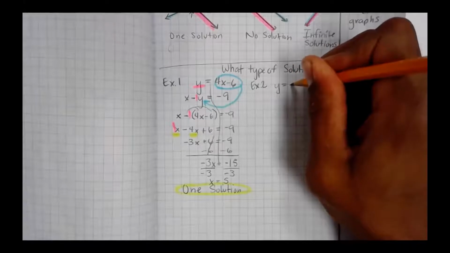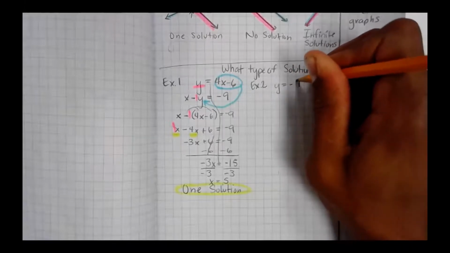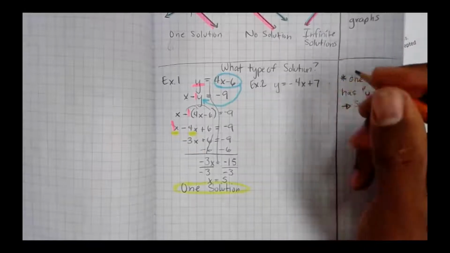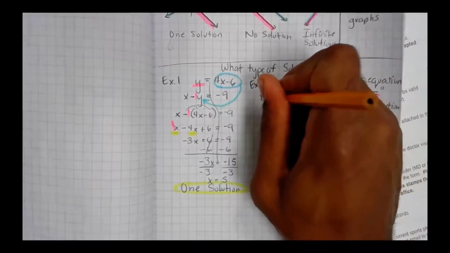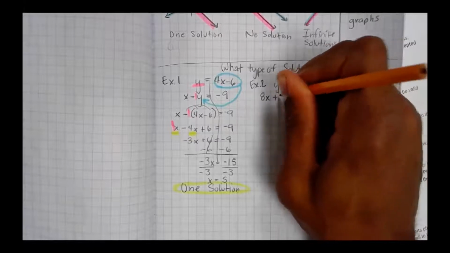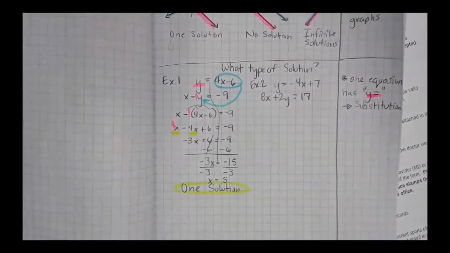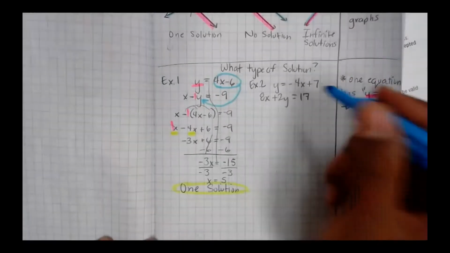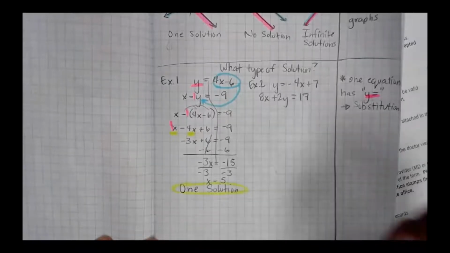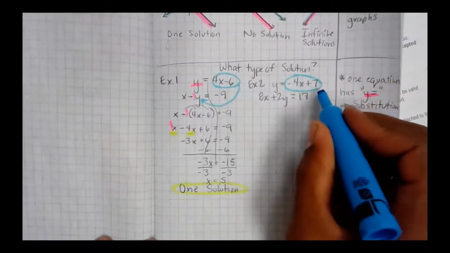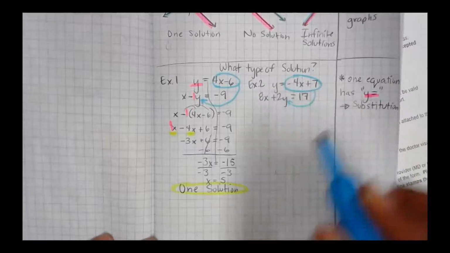Okay, so we're going to do one that's very similar. We're going to do y equals negative 4x plus 7, and then 8x plus 2y equals 17. Okay, now again, same approach, same thing. We got y equals, so I'm going to take this and plug it into y.